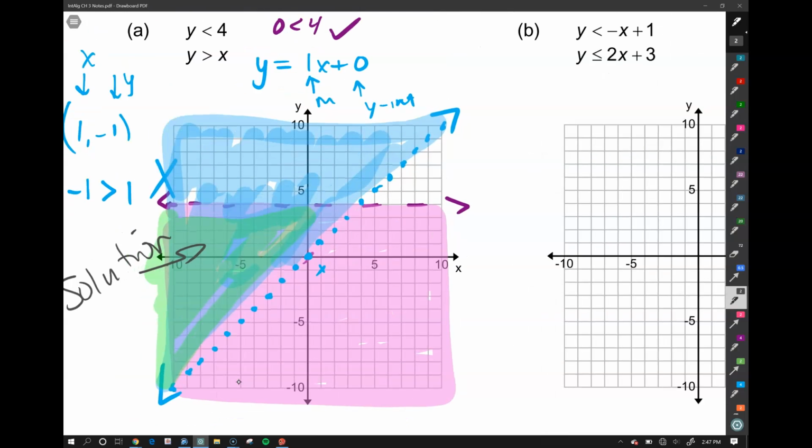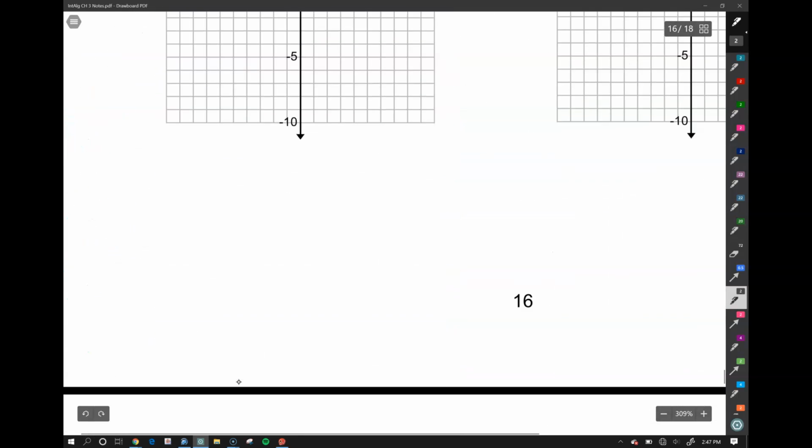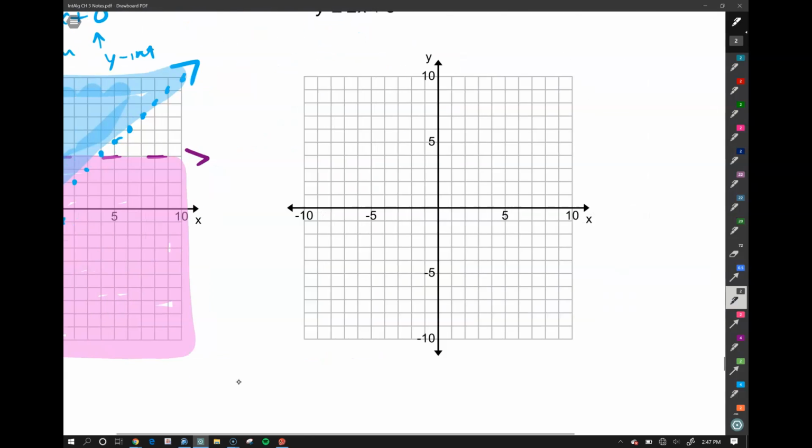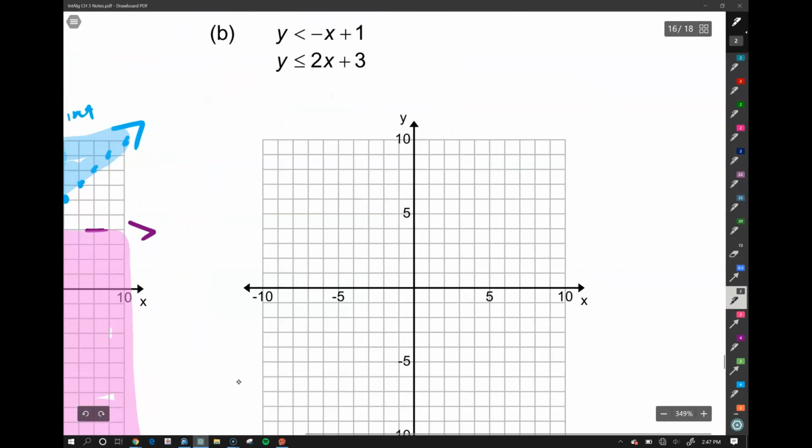All right, so I'm going to give you a minute. I want you to try B. Try to solve B. What page are you on? 16. Try to solve B. So we should be graphing.